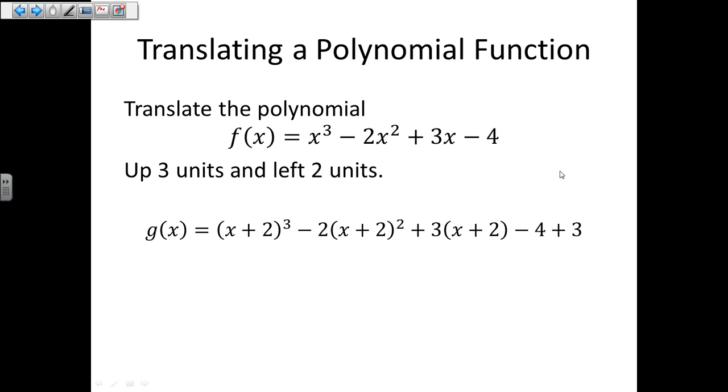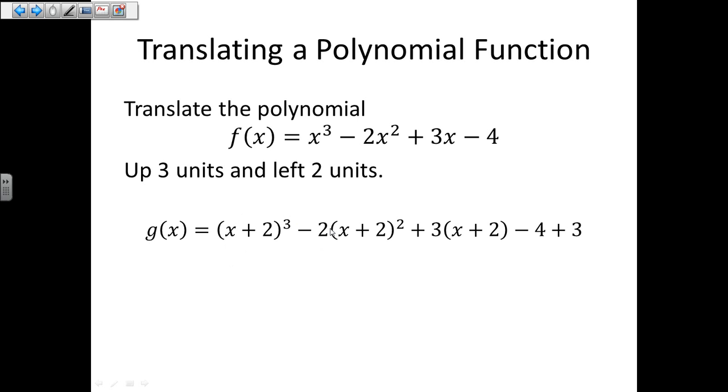So here we see what the transformed polynomial should look like. I've added 2 to every x value, and that's going to move it left 2 units. I've also added 3 at the end in order to move it up 3 units. Now this is a great beginning, but you still need to actually simplify that out. You would want to use binomial expansion on this x plus 2 cubed.